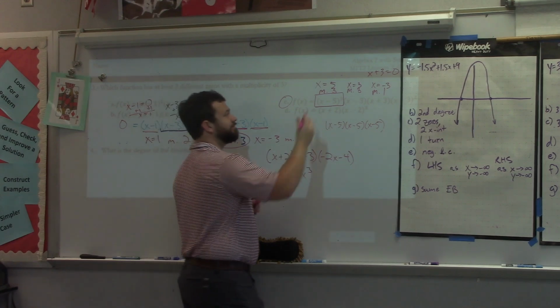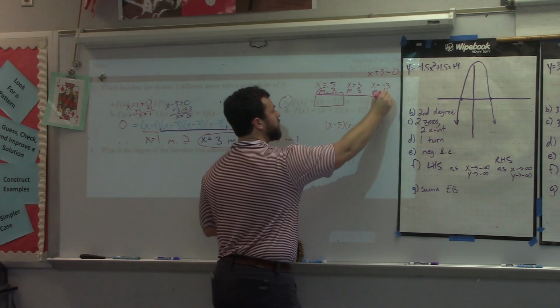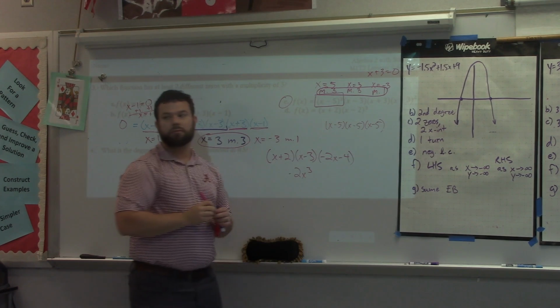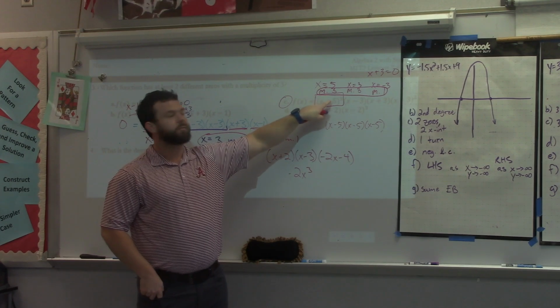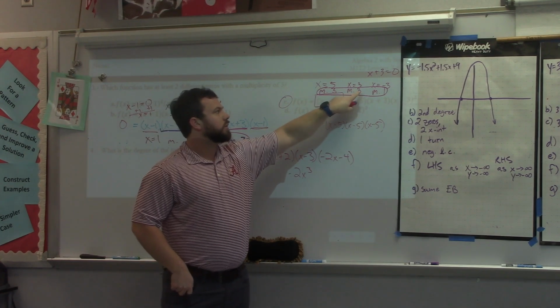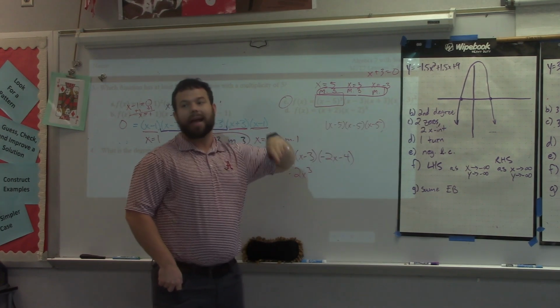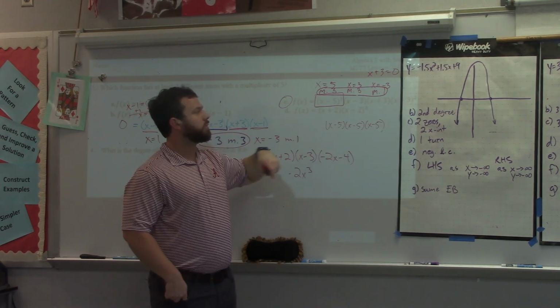But how many zeros do we have? 7. We have 5 how many times? 3 times. We have 3 how many times? We have negative 3 how many times? So how many zeros is that total? 7.